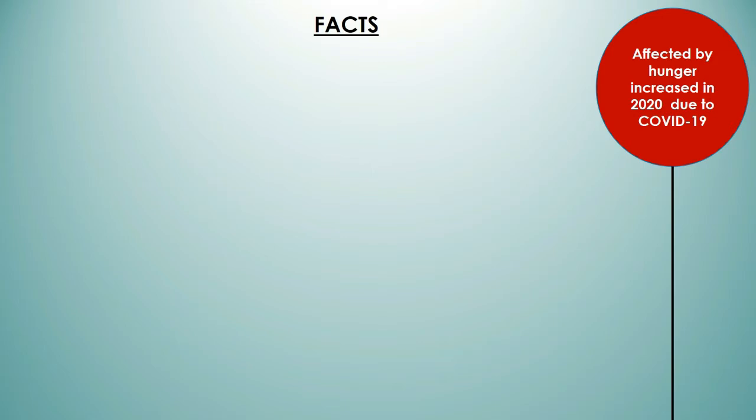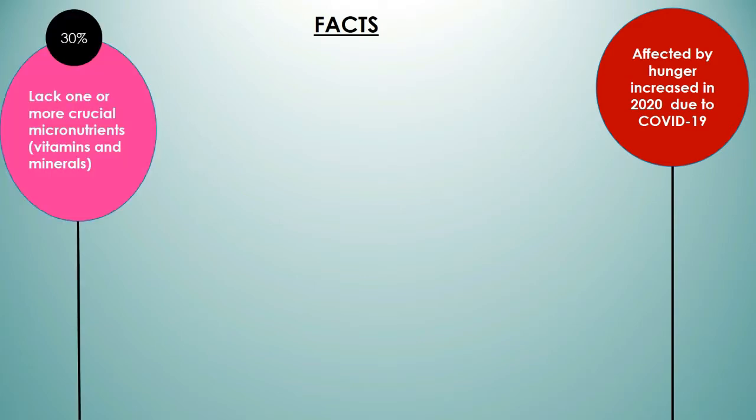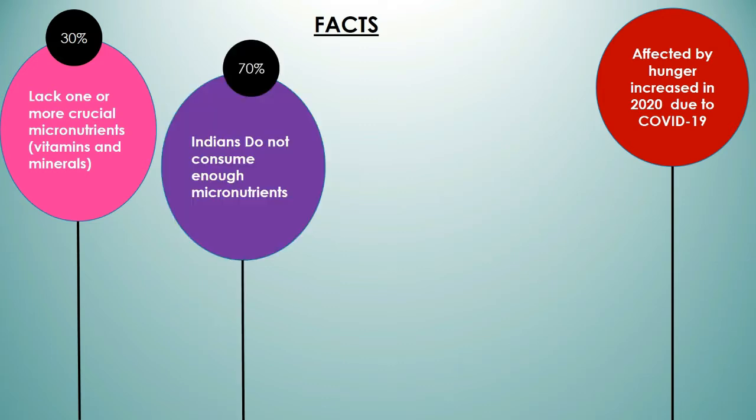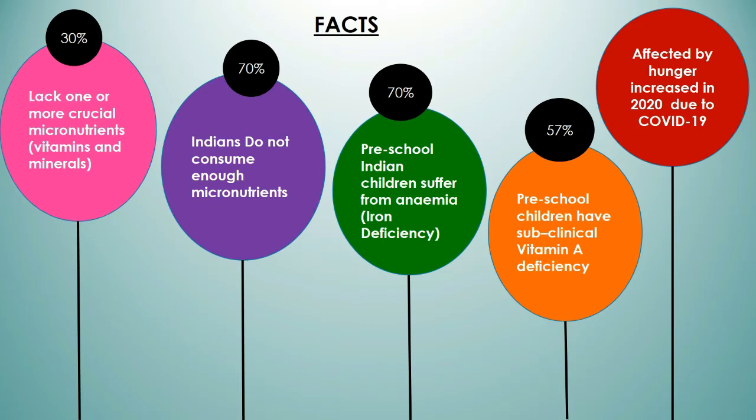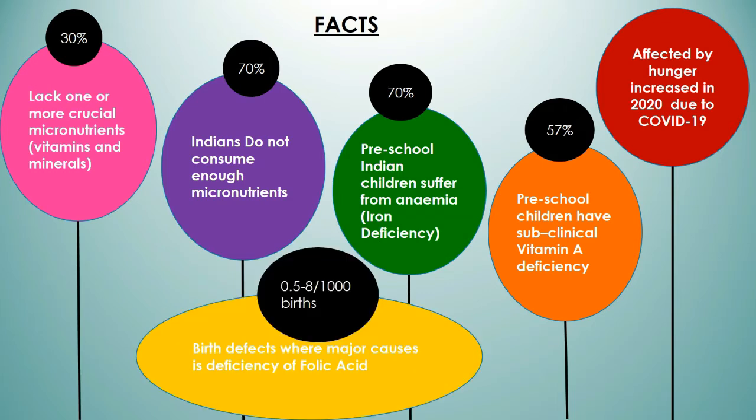The number of people in the world affected by hunger increased in year 2020 under the shadow of COVID-19 pandemic. 30% of global population lack one or more crucial micronutrients, that is vitamins and minerals. 70% of people in India do not consume enough micronutrients. About 70% of preschool Indian children suffer from anemia caused by iron deficiency. 57% of preschool children have subclinical vitamin A deficiency. 0.5 to 8 per thousand births in India have birth defects, where major cause is deficiency of folic acid.